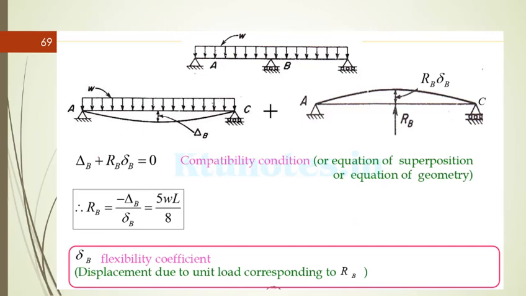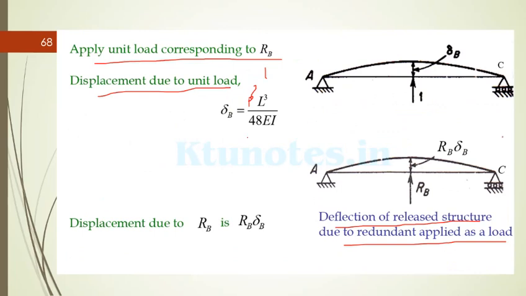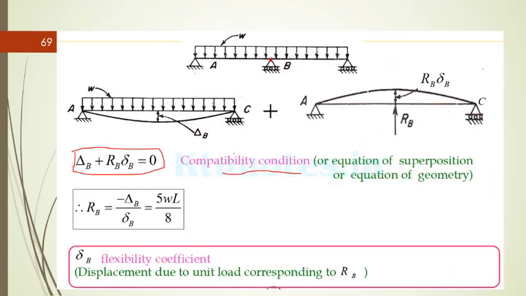So we have the compatibility condition which should be analyzed in the flexibility method, that is, delta B plus RB into small delta B is equal to 0. This is the compatibility condition. So the net deflection at this point will be 0. We know the value of delta B, we know the value of small delta B, and from that we get RB equal to 5WL by 8.